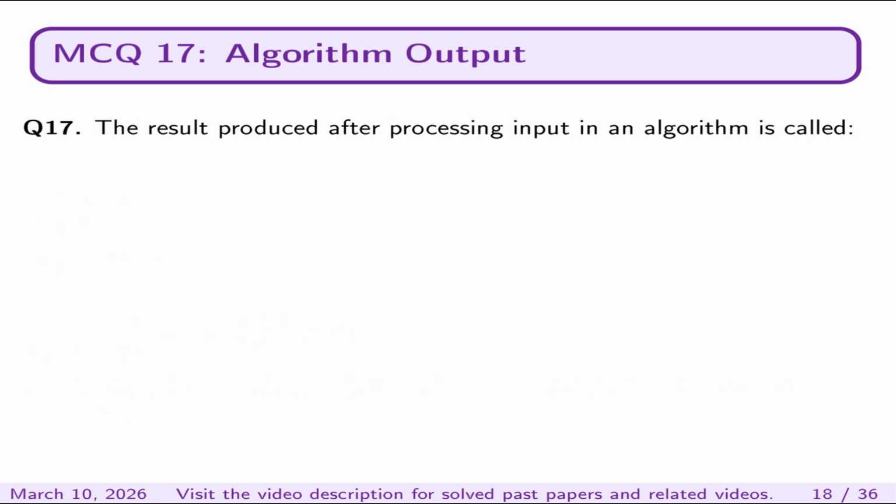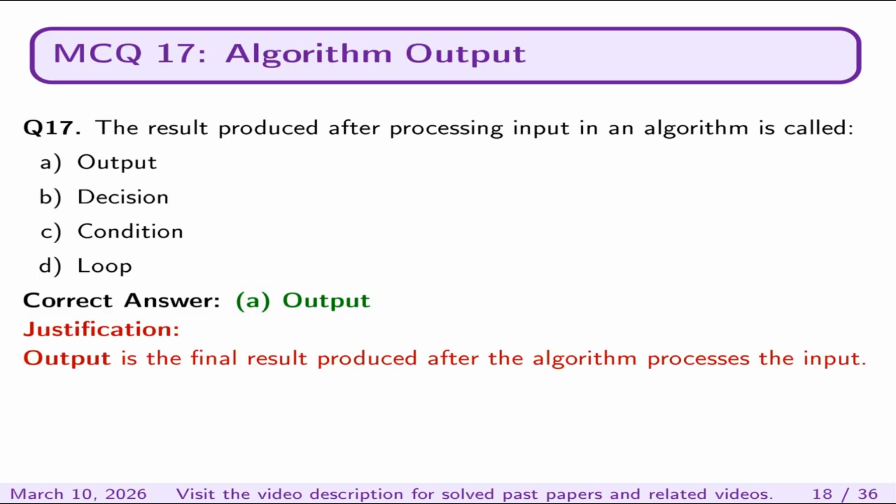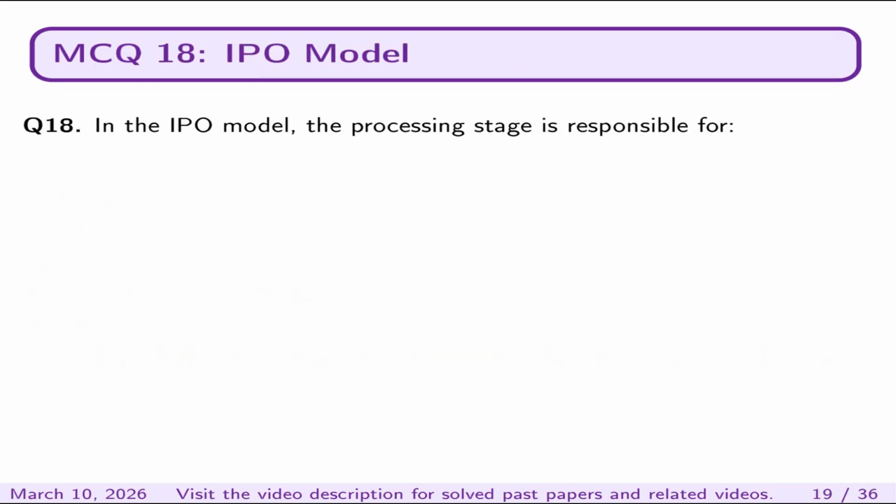Question number 17. The result produced after processing input in the algorithm is called output, decision, condition, loop. The correct option is output, because output is the final result produced after the algorithm processes the input.